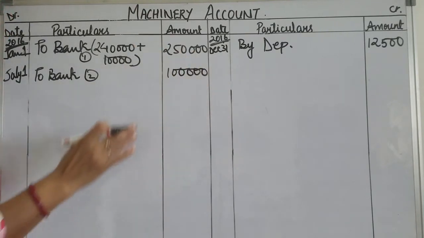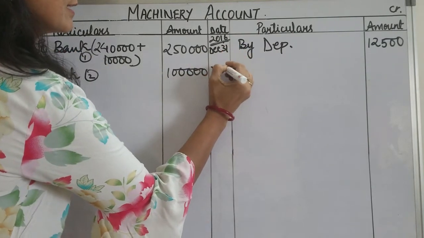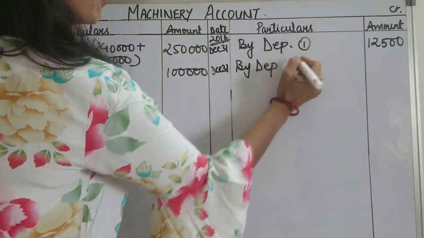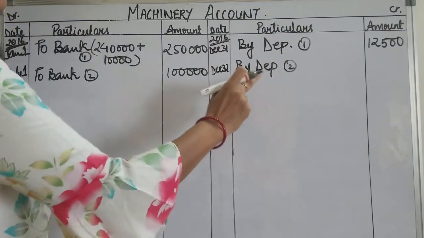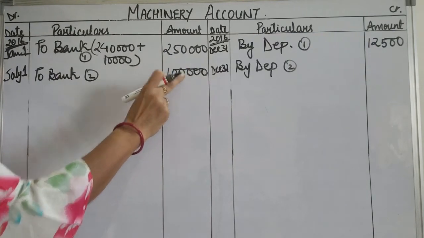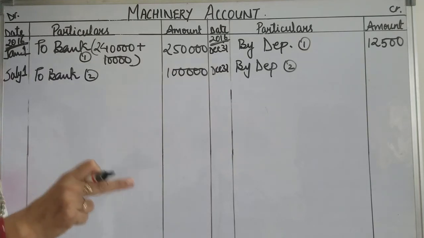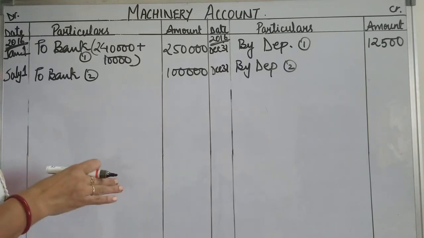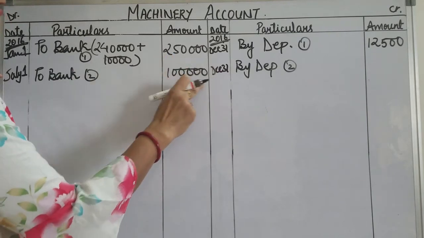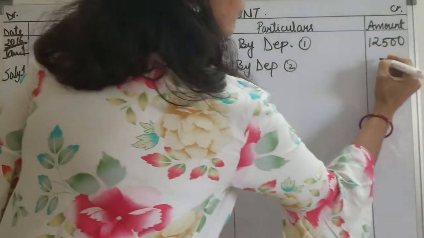Right. Now we have to provide depreciation on this machinery also. Again, write the date December 31st. By depreciation, let's mark it number 1 and number 2. Okay. So 5% of this 1 lakh comes to 5,000. But here the machinery is purchased on 1st July, right? So depreciation will be provided for 6 months only, from 1st July to 31st December. So 5% of this 1 lakh comes to 5,000 and for 6 months it will be 2,500, right?